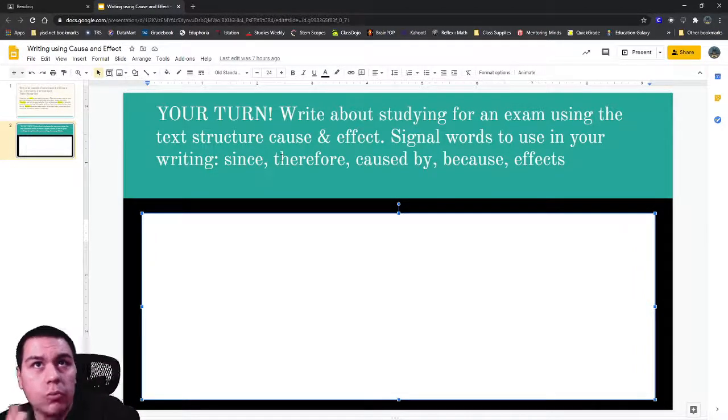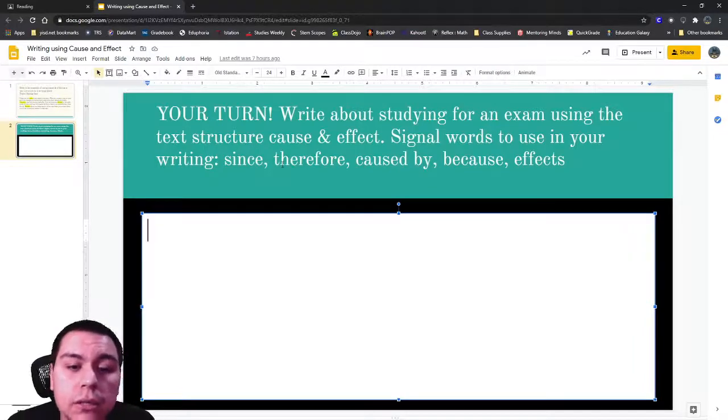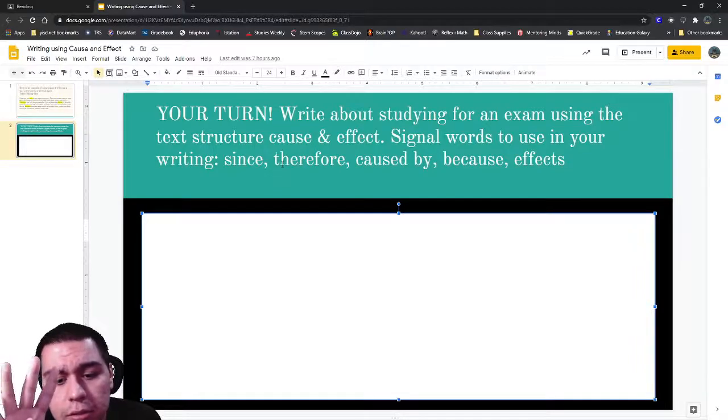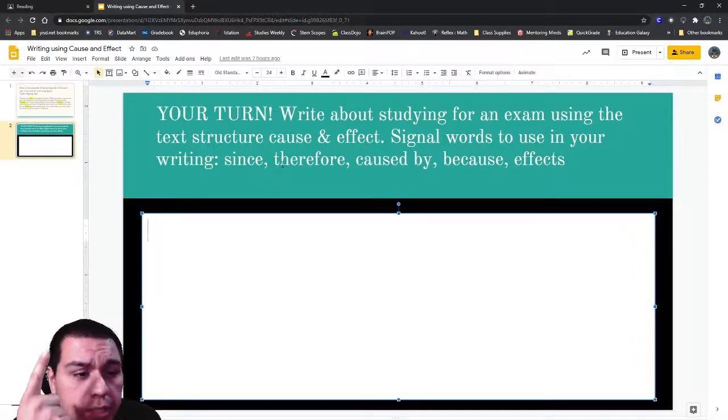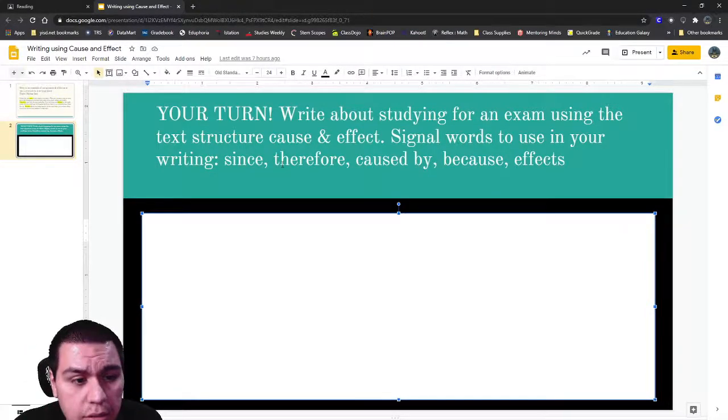So we're going to write about cause and effect. This time, our cause is going to be studying for a test. So you can start off your paragraph by saying that. Studying for a test can have many effects. And then I want you to come up with what effects studying for a test could have. And again, we're going for 4 sentences. We're going to have one cause, studying for a test. What are 3 things that could happen because you studied for a test?